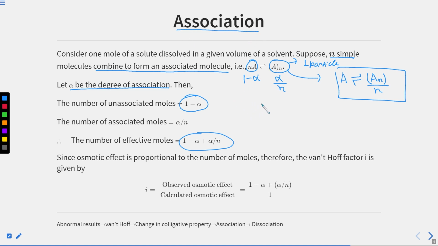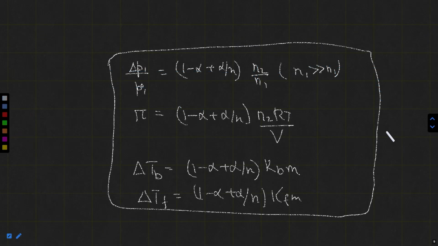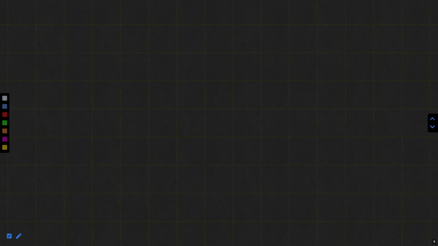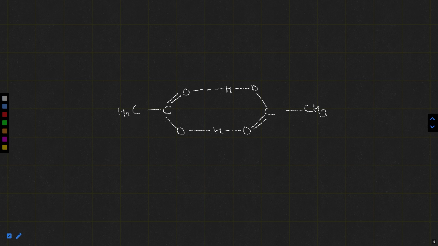If you want an example, we can have this as an example. If you have seen the hydrogen bonding in case of acetic acid, it looks like this. So this will be H, O, then C. It will be H, O, like this. So this is our acetic acid.